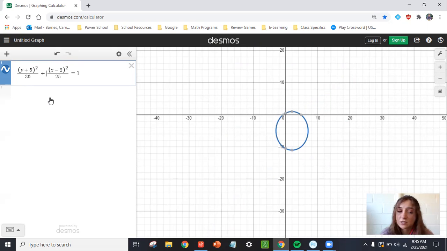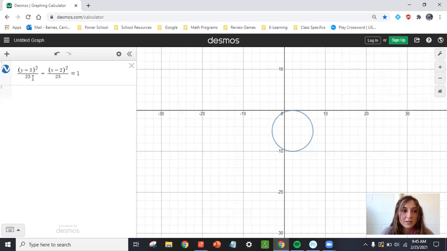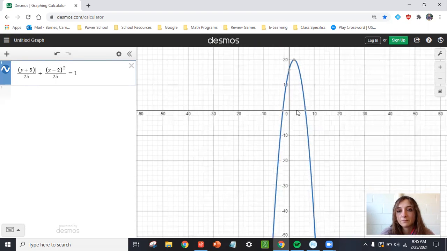So if we change this to a circle, what we'd have to do is make the values on the bottom to be equal. So here's our circle, just with the a and b values the same. You can see the difference between that and the hyperbola, or the ellipse. So there's our circle. And then if we were doing a parabola, the difference would just be that only one of them would be squared. So if I took away the squared on this, for example, you would get a parabola.